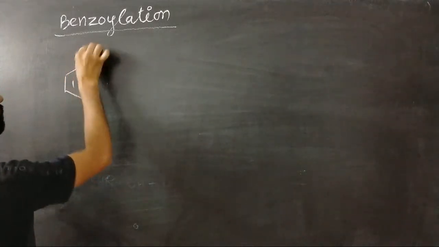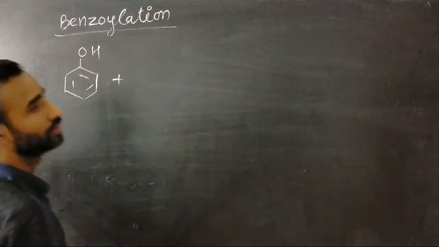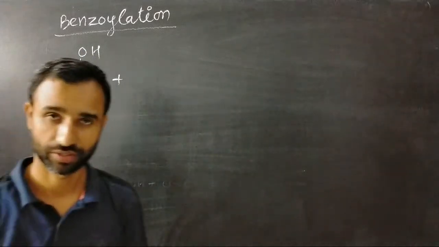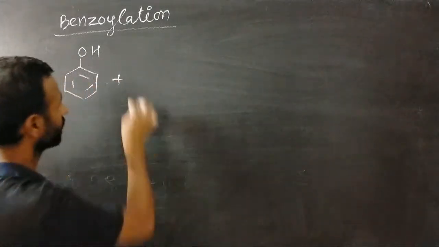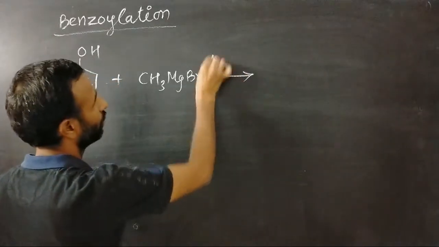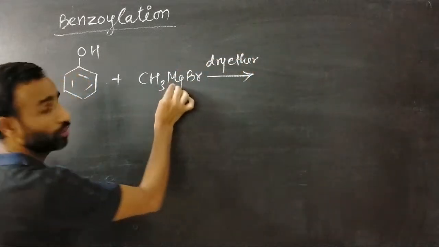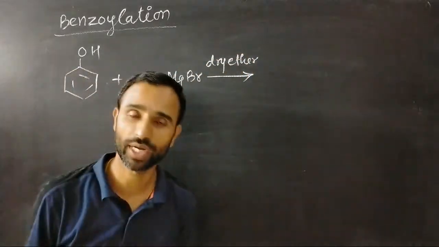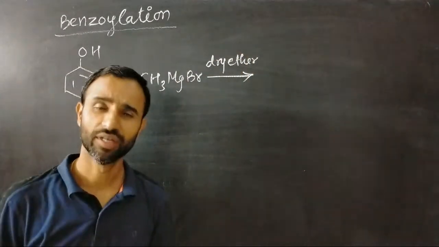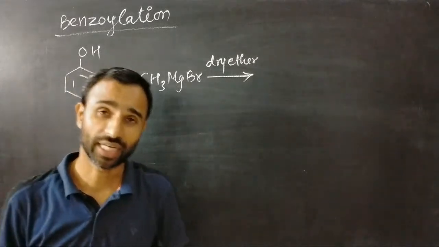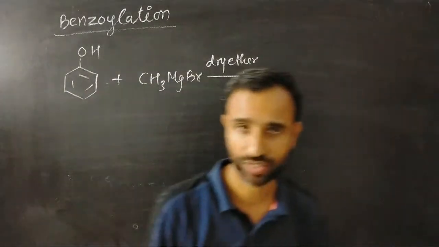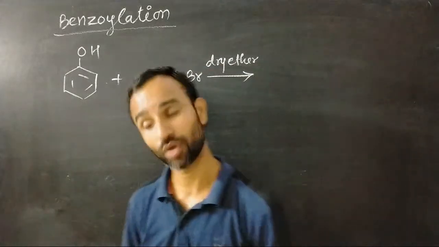Alcohol when reacted with Grignard reagent. Let us take the case of methyl magnesium bromide. So tell me, what is the product formed in dry ether? Because methyl magnesium bromide, or any Grignard reagent, is reacting in anhydrous condition. Yes, tell me, what is the product formed?